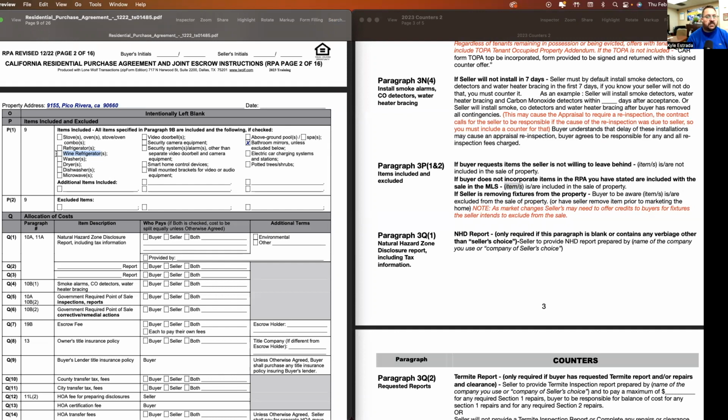You have to address it, okay? Now, as far as items that are excluded, if you're removing fixtures, things that would be considered a fixture, you've got to counter it, right? Buyer to be aware, these items are excluded from the sale of the property.